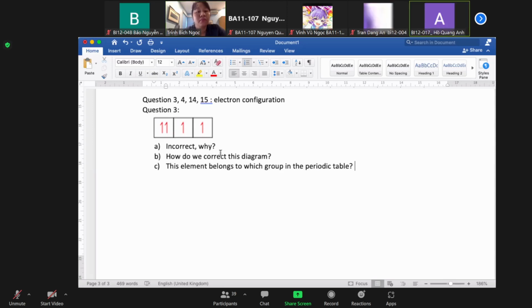Part A is incorrect because the two electrons are in the same direction. Okay, so here the first orbital has the same spin. The two electrons in an orbital have the same spin. It is incorrect because it is against what we call the Pauli principle.